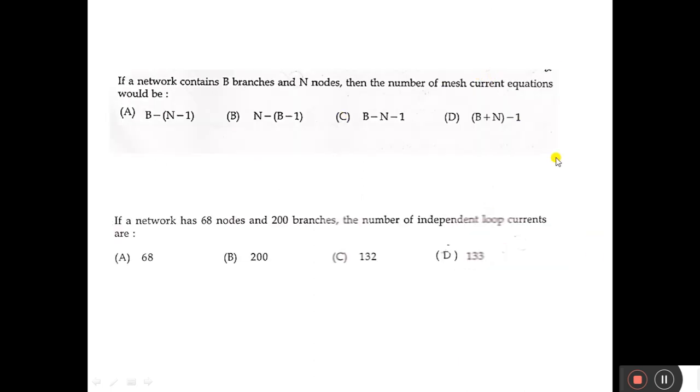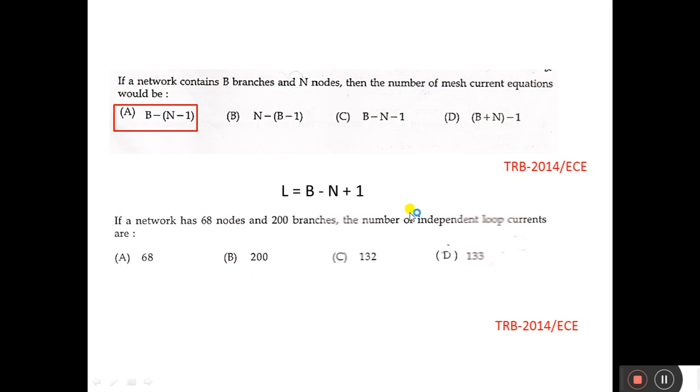And this question was asked in the Teachers Recruitment Board 2014, directly a formula only. If a network contains B branches and N nodes, then the number of mesh current equations would be? We know the formula L equals B minus N plus 1. So compare this formula with the given options: here B minus N plus 1, here N minus B plus 1. So N minus B is not suitable. Option A is the correct one.